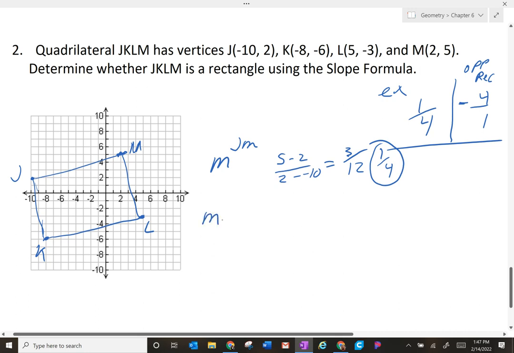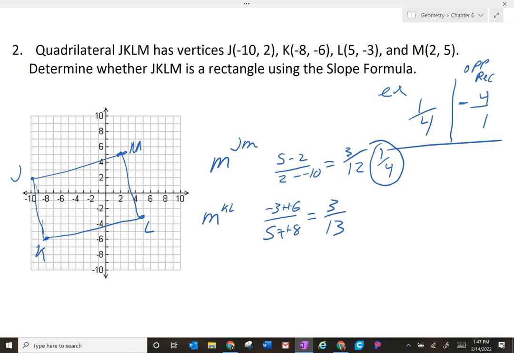My next slope I'm going to do is going to be the slope of KL. All right, so L is -3 minus -6 over 5 minus -8. So those are plus a positive. That gives me 3 over 13. I can't simplify it. We're not using the distance formula for this? Nope, this one I want to use the slope.